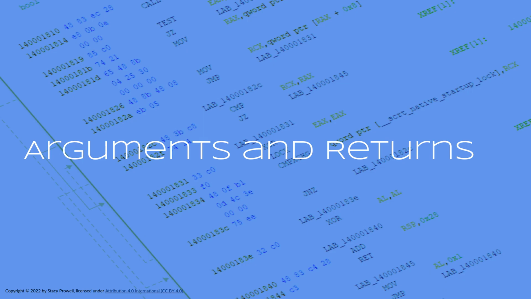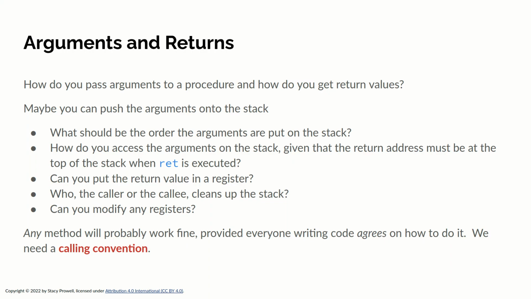So, we talked about how you call a routine, how you get back from it. We haven't talked at all about how you pass information to it or how you get return values back from it. There is no machinery for that. It is all going to be done by convention because that's how we do things. So how do you pass arguments, get return values?